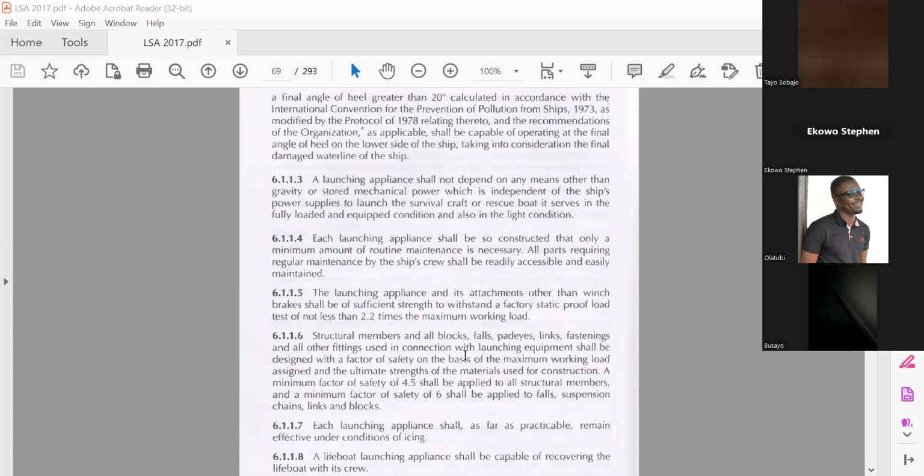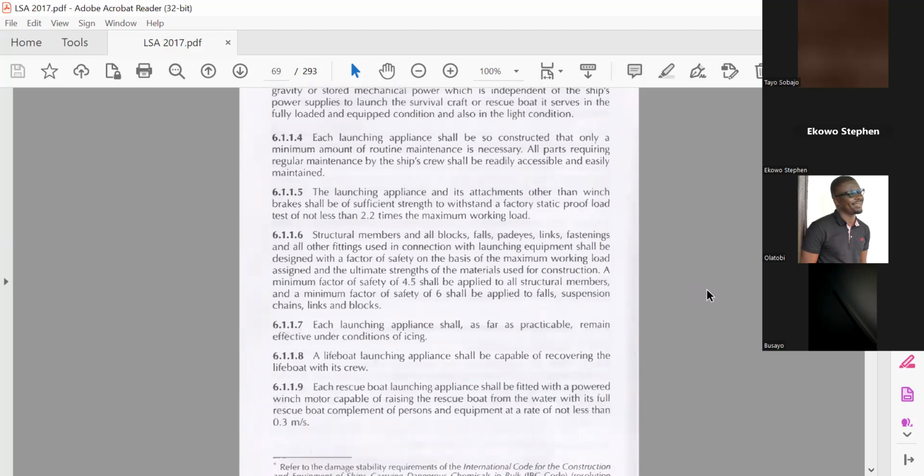All structural members, the brakes, the blocks, the eyes, links, and all fittings in use must be designed considering safety as a key factor for the required working load. For the structural members it is 4.5, and for the blocks, the eyes, the links, it is 6. It means these are the safe working loads for these things. Structural members should not be less than 4.5, while the blocks and eyes should not be less than 6.